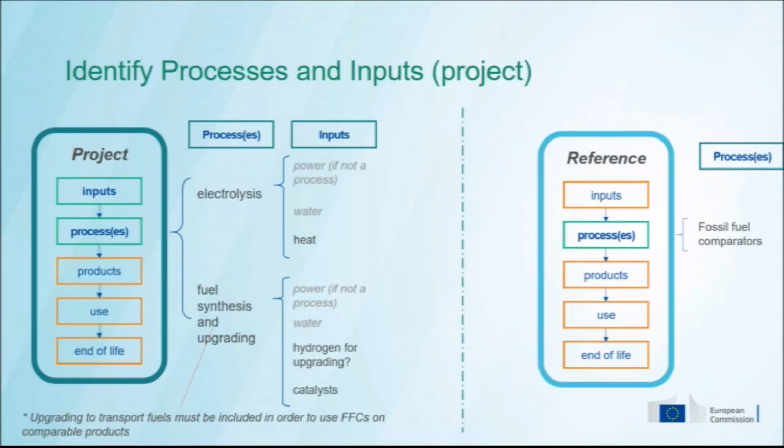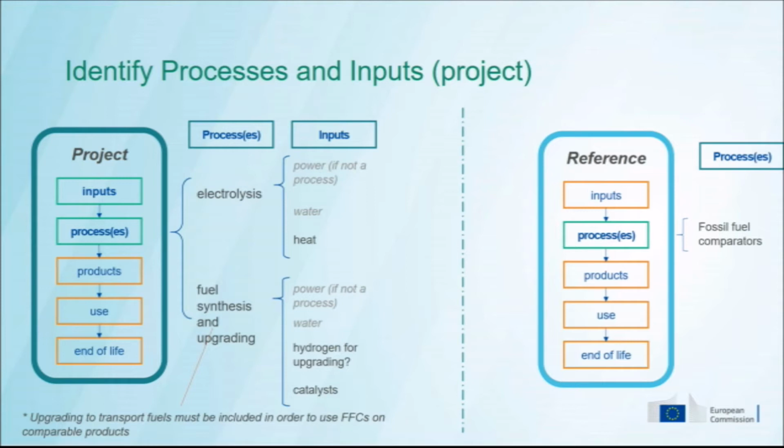So again, you're hopefully getting a bit more familiar with these steps. You look at the processes and inputs for the project. On the left of the screen, in the processes, you have electrolysis, as in the first example. So again, you're making hydrogen, but below electrolysis, you'll see a new step, which is fuel synthesis and upgrading. The input for the electrolysis is the heat. We explained about power and water already. And for the fuel synthesis and upgrading, we're talking about hydrogen for upgrading, possibly, and catalysts.